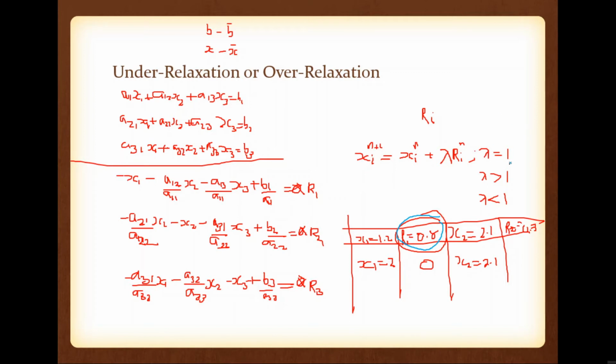If you are taking lambda equal to 1.1, then x1 is equal to 1.2 plus 1.1 into 0.8. 1.1 into 0.8 is 0.88. Am I correct? If I am using lambda equal to 1.1, then 1.2 plus 1.1 into 0.8, so that is 1.2 plus 0.88. So we have 2.08. So this value is 2.08. Now what about the next value x2? We simply copied that value. So this is 2.1.